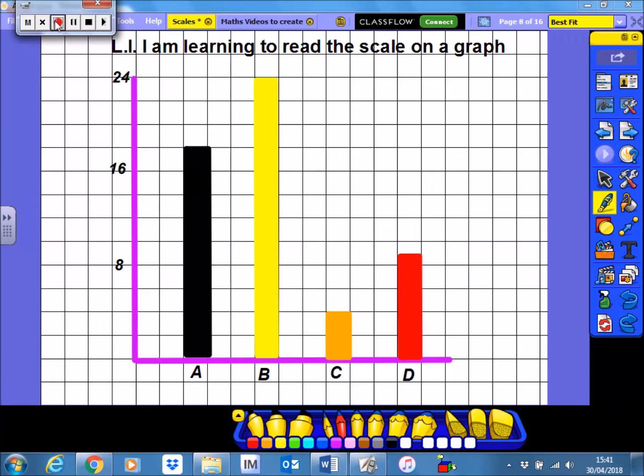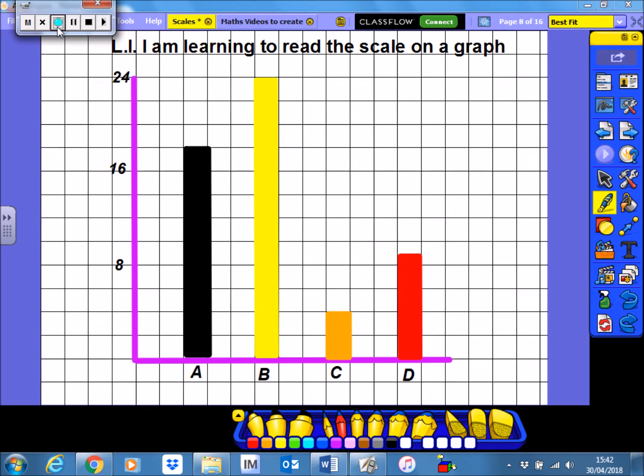Hi guys, in this video we're going to be learning how to read the scale on a graph. Now if you haven't done so already, please first of all go back and watch the video on how to read the scale on a number line, because a lot of the skills that we'll be using today are first of all covered in that video. However, if you already feel like you can read the scale on a number line, then let's get cracking with how to do it on a graph.